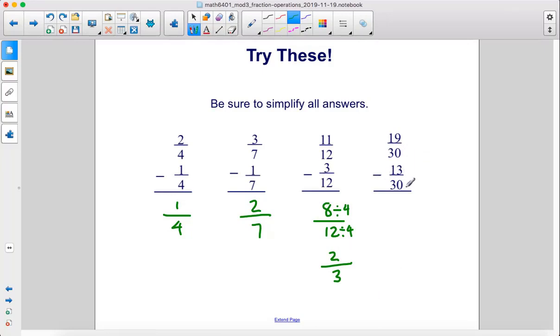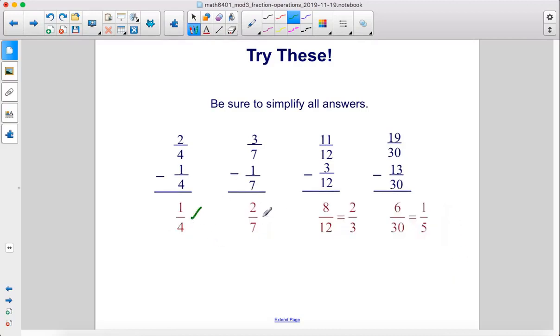19/30 minus 13/30. So that's going to be 6 over 30. 6 divided by 6 and then 30 divided by 6 gives us 1 over 5. So the answers are 1/4, 2/7, 2/3, and 1/5.